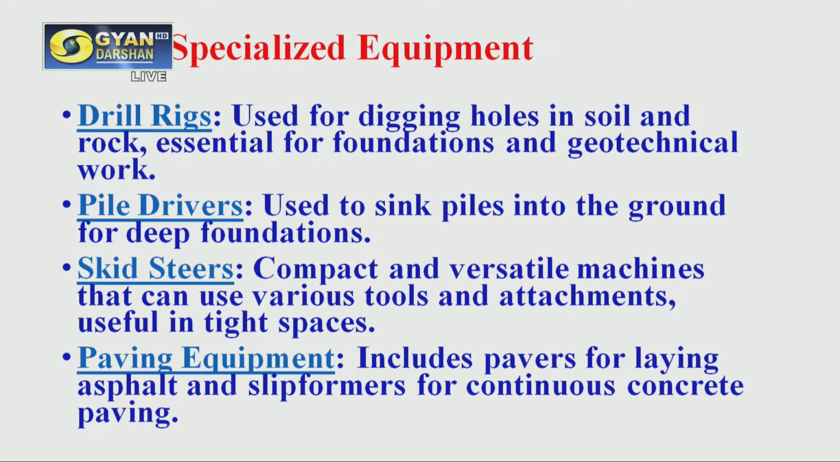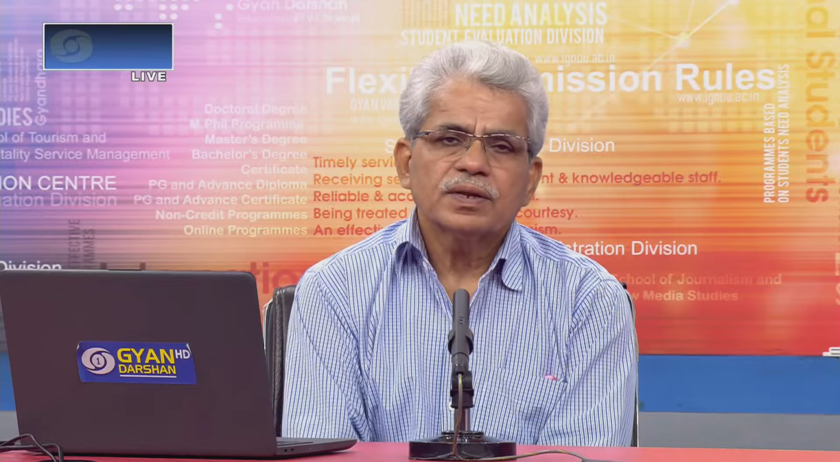Then paving equipment, as I told you earlier also, pavers are used for asphalt paving on roads, or for concrete paving also you can use these pavers. So these are some special types of equipment which are used for construction purposes. So with this introduction of the different types of machinery, what kind of machines and equipment are used in construction.